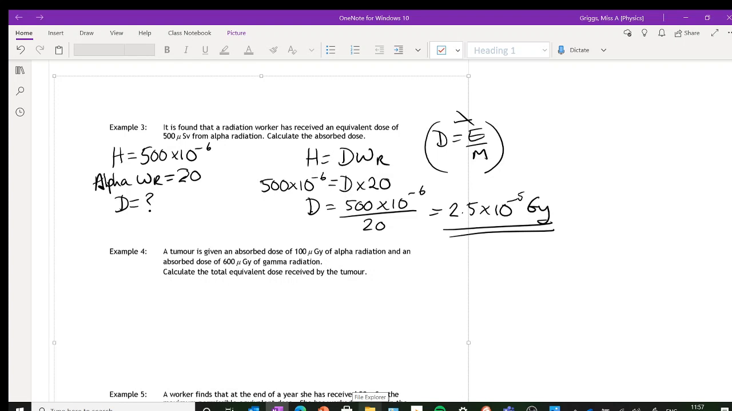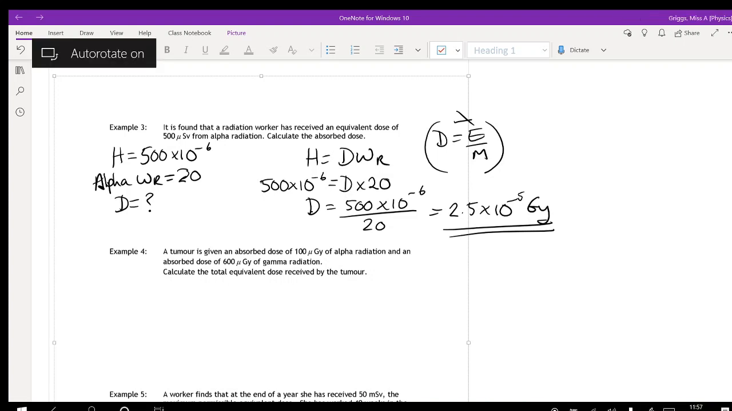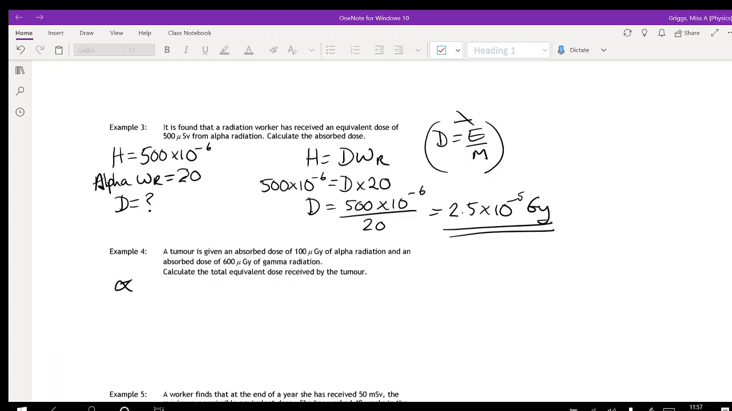Okay, right. Number 4 is, as Jamie pointed out, there's 2 different things, so we have to split it. So we've got a tumour is given an absorbed dose of 100 microgray of alpha radiation and an absorbed dose of 600 microgray of gamma radiation. So we've got 2 different radiations. Calculate the total equivalent dose received by the tumour. Okay, so we have to look at alpha. So alpha, remember that's the symbol for alpha, and gamma.